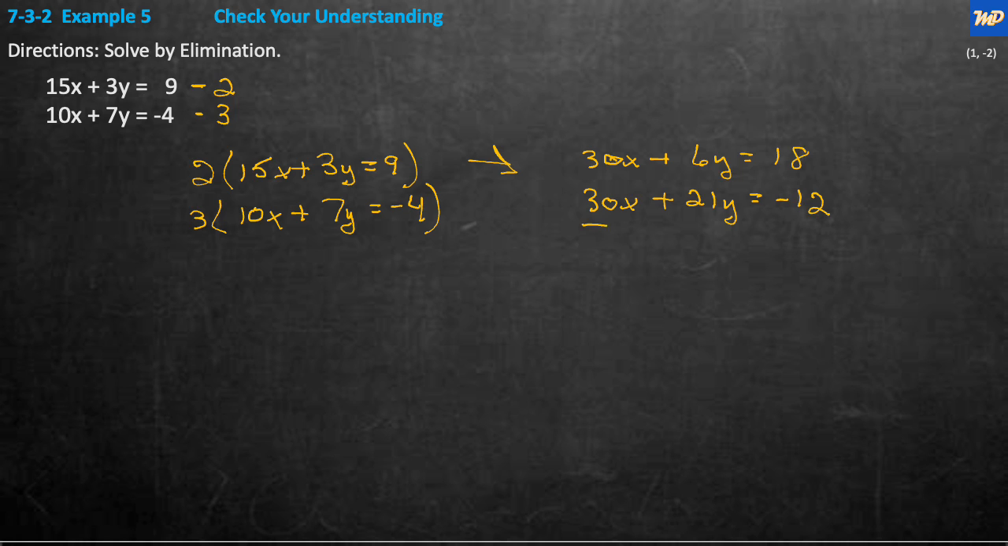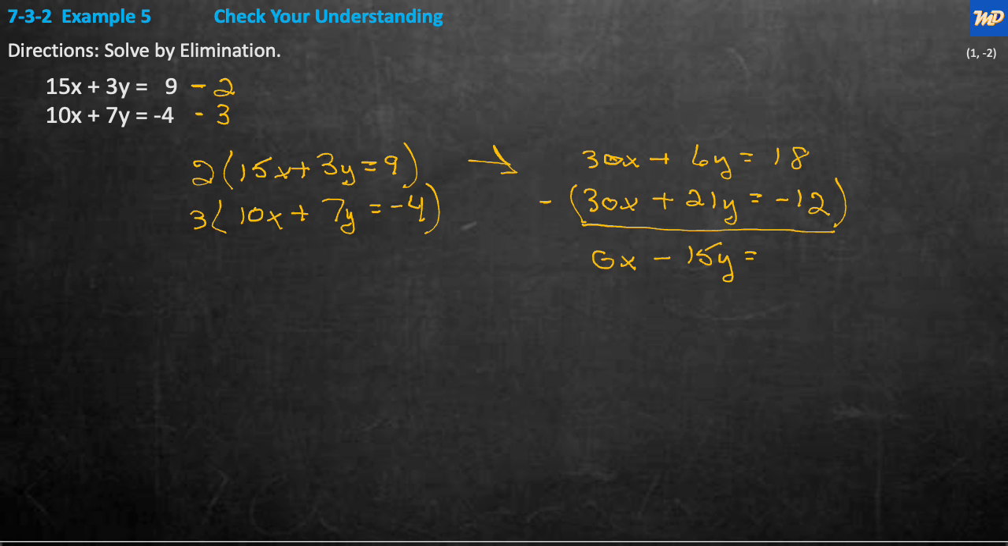Now we're going to draw a line here. And what are we doing? We're going to have to subtract these two, right? So we're going to subtract the bottom from the top. When we do that, the x's will disappear and you're going to have 0x. And now you're subtracting 21 from 6. So that's going to give you minus 15y.